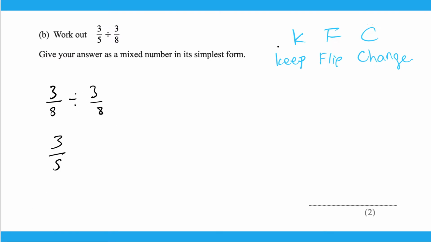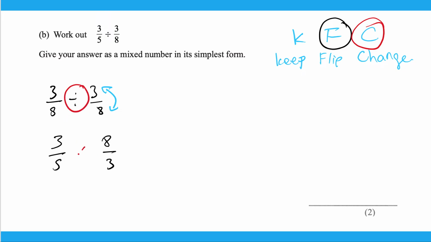The next fraction, you will need to flip it, and all flip means is that you switch them around. So this fraction would become 8 over 3, and then the final step is you change this divide sign into a multiply sign, and now it's very much easier. So when we're multiplying, we can look for opposites which cancel. 5 and 8, there's no common factor, so we have to leave it like that.